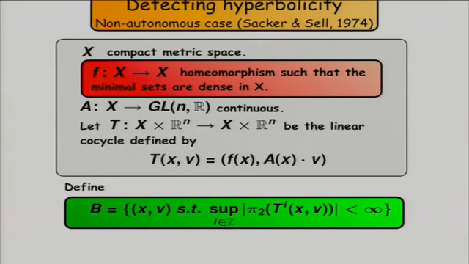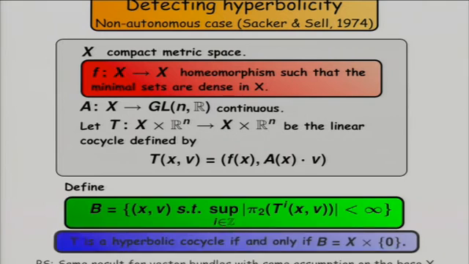So the theorem is the following. It's not working anymore. Damn. Okay. So the theorem is the following: T is hyperbolic if and only if, yeah, I know it's hard to see, if it's a hyperbolic cocycle if and only if the bounded set B is the trivial section. Okay?